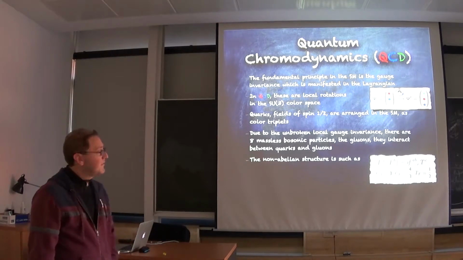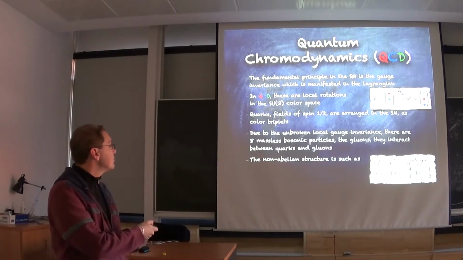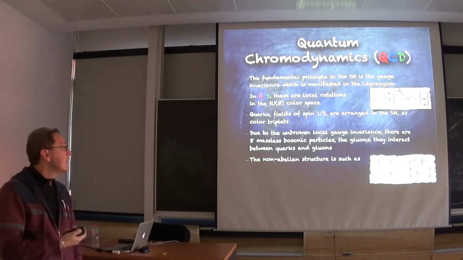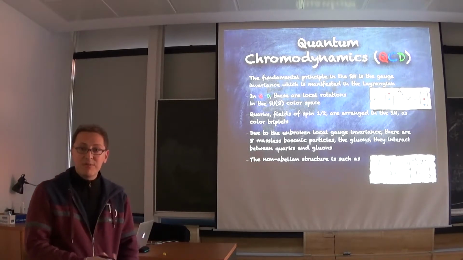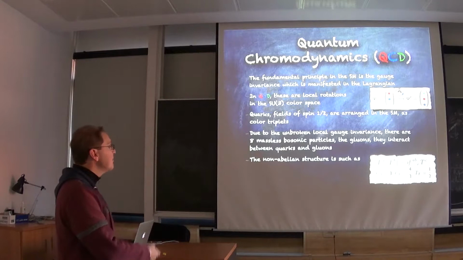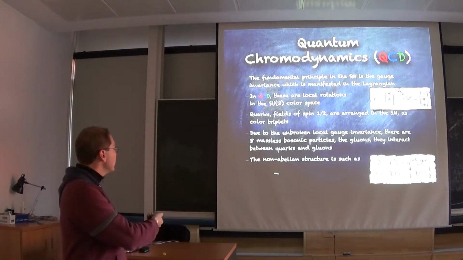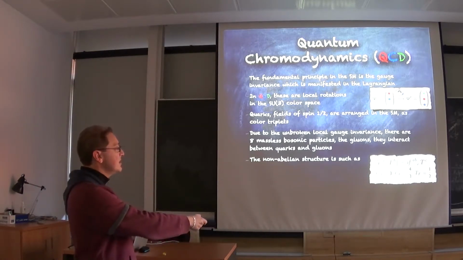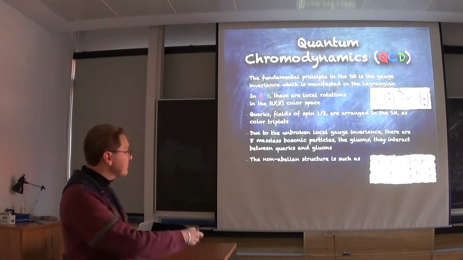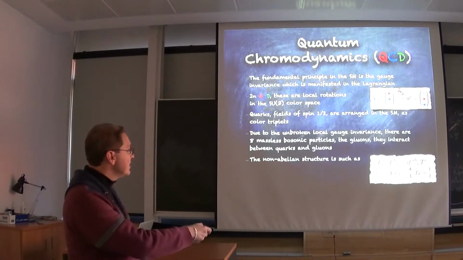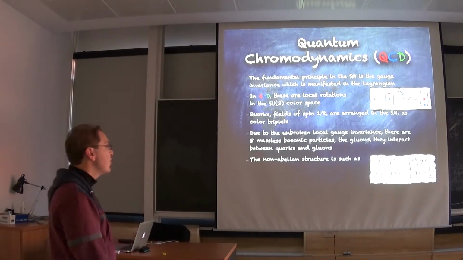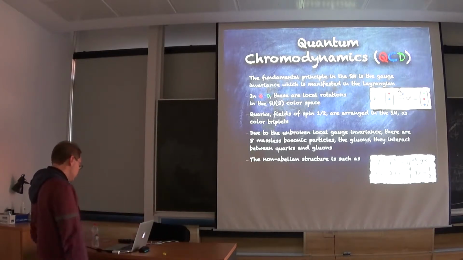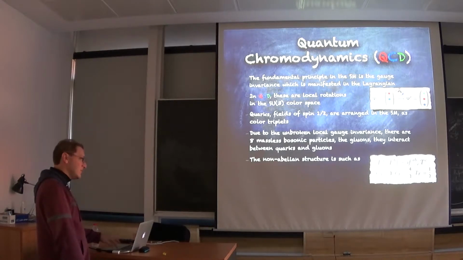So quarks are fields of spin 1/2, and they are arranged as color triplets or singlets. Due to the unbroken symmetry of SU3, you have 8 massless bosonic particles, which we now know are the gluons, and they interact between quarks and themselves. The non-abelian structure is like in SU2, just that the matrix is 3 times 3, and you also have the f^abc antisymmetric tensor. You have the number of colors at 3, and TF is 1/2. This is the normalization.